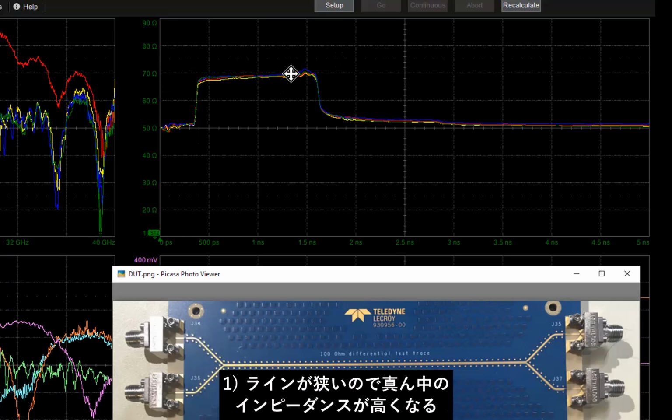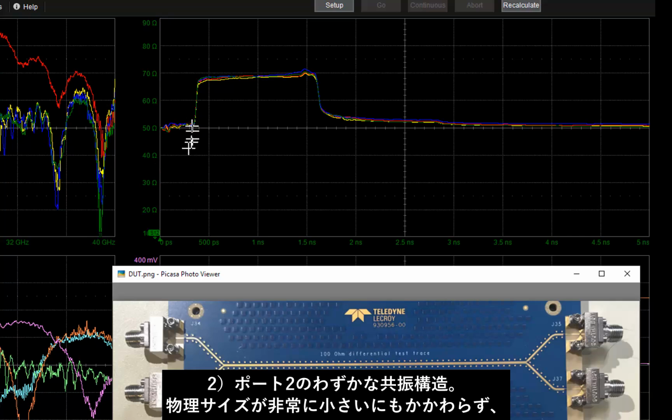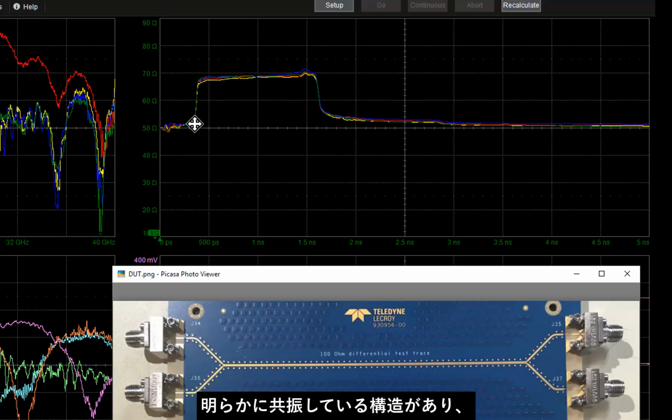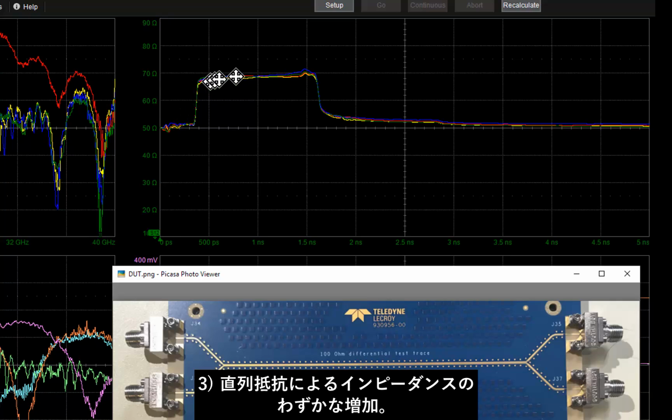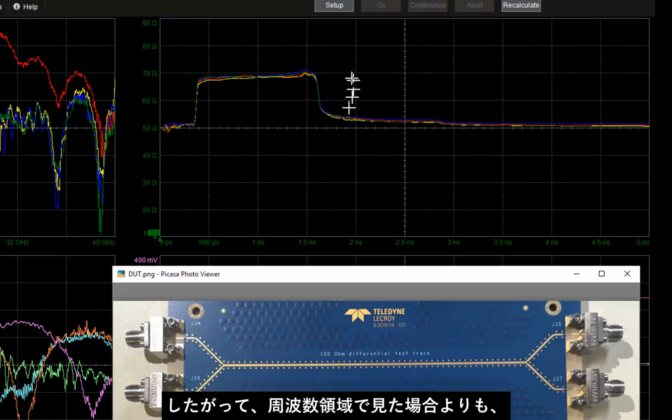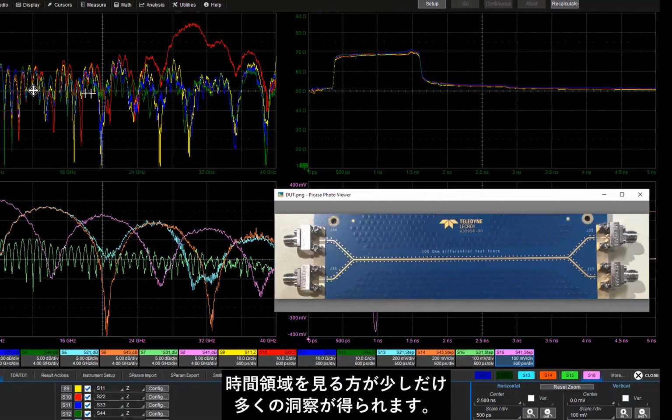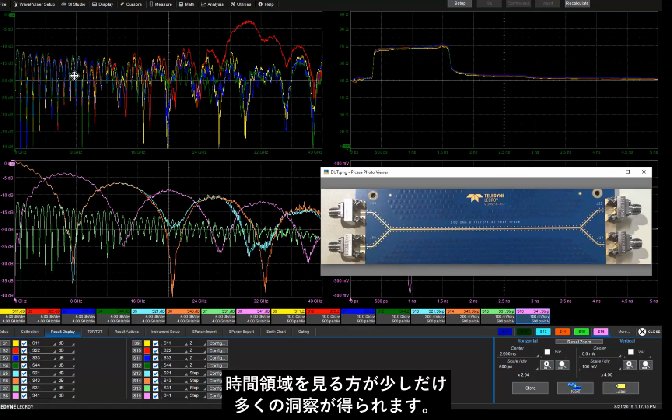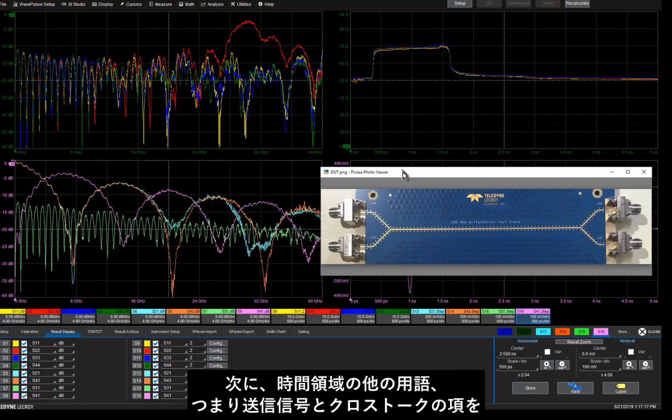The high impedance in the middle is because we have a narrow line. There's a slight resonant structure on port 2, so there is some structure clearly that is resonating, a very small physical size, and a slight increase in impedance due to the series resistance. So we gain a little bit more insight looking in the time domain than we did in the frequency domain.